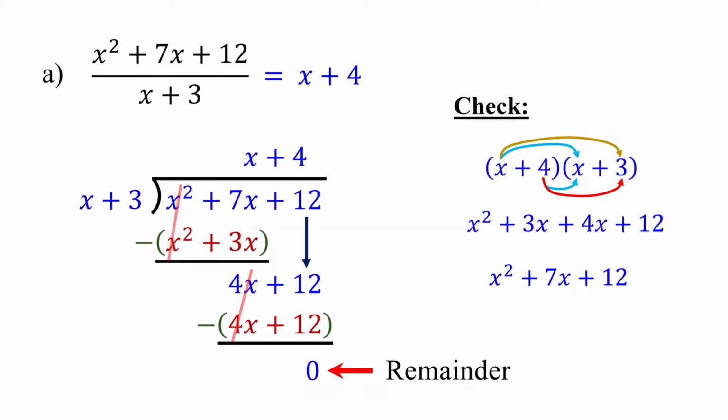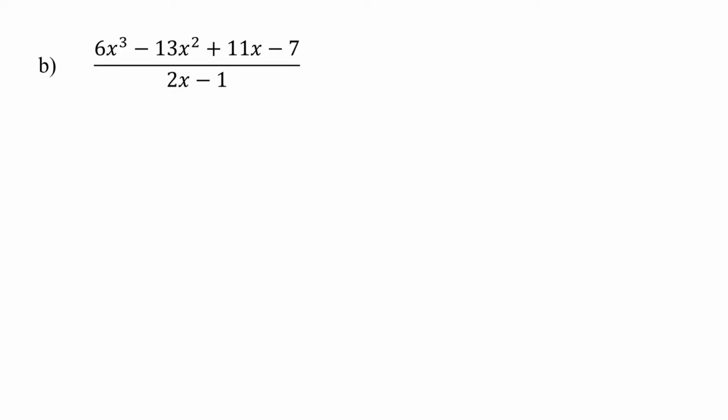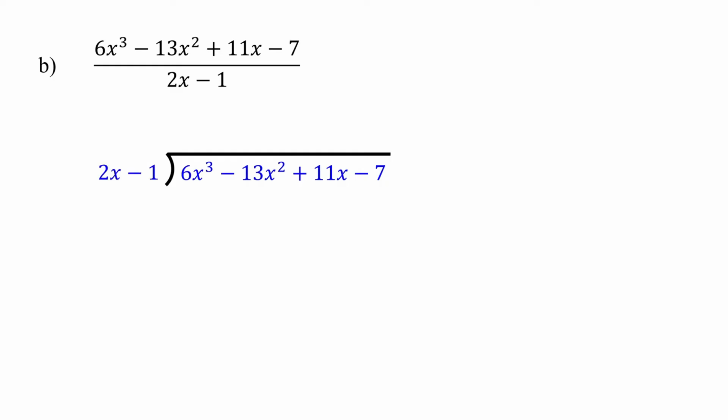In the next example, the remainder is not 0. How should we write our answer in such a case? This is important, so stay with me. Start by setting up the problem for long division. The polynomial on top goes inside the division symbol. The polynomial on the bottom goes in front.